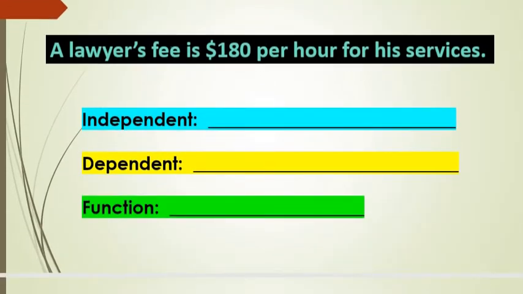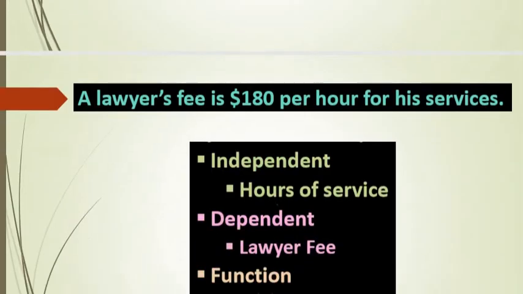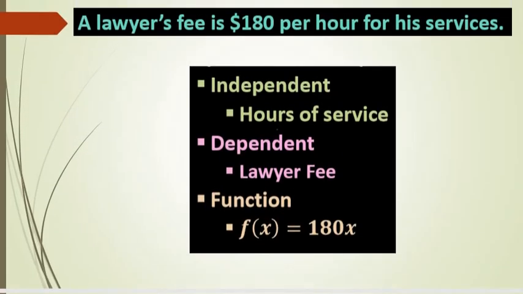In this next sentence, you see that you've got a lawyer's fee that's $180 per hour for a service. I want you to come up with the independent, dependent quantities and a function. Pause me while you do that. Down below, you see that the independent is the hours of service, and the dependent is the lawyer's fee, and here's your function.